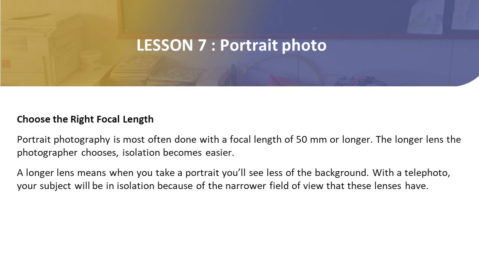Choose the right focal length. A bit more complicated, however, also important. Portrait photography is most often done with a focal length of 50 mm or longer. The longer the lens the photographer chooses, the easier isolation becomes. A longer lens means that when you take a portrait, you'll see less of the background. With a telephoto, your subject will be in isolation because of the narrow field of view that these lenses have.